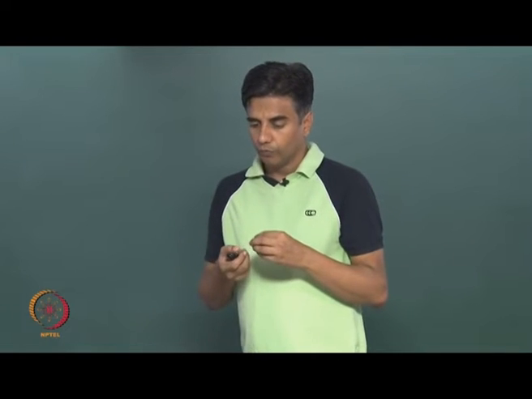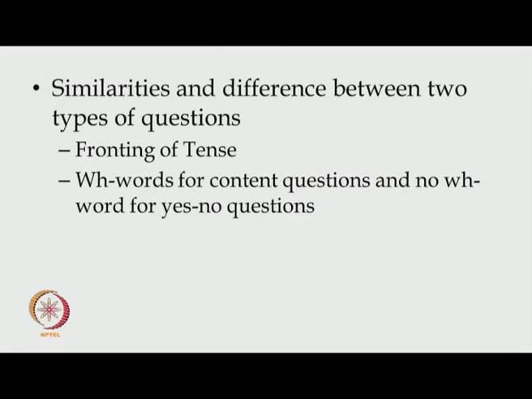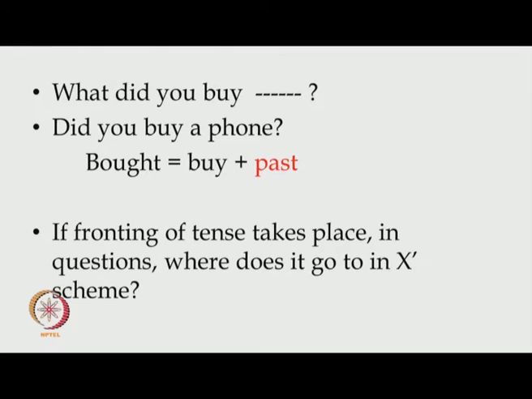Now, what is the meaning of fronting of tense in a theoretical sense? We started looking at this. A sentence has either a present tense or a past tense. Whether the tense is visible in a sentence or not visible. Do you understand these things, whether it's visible or not visible?